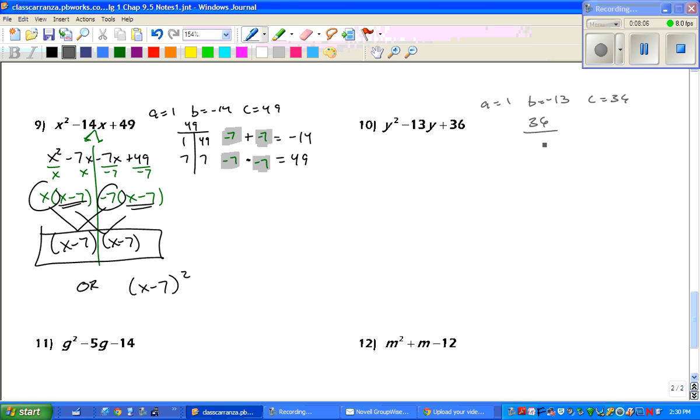You want all of the factors of 36. So 1 and 36, 2 and 18, 3 and 12, 4 and 9, and 6 and 6. So numbers that add up to negative 13 and multiply to positive 36. The rest of the video, all on your own. How do you get to negative 13 when you add and positive 36? All right, good luck.